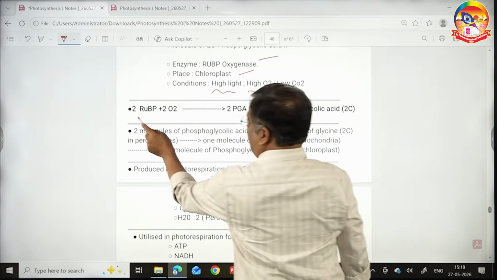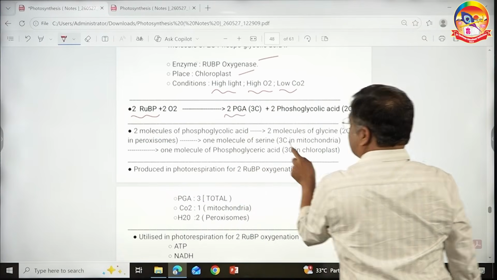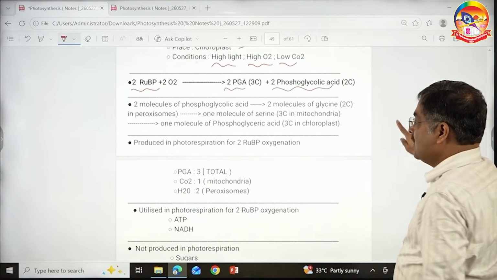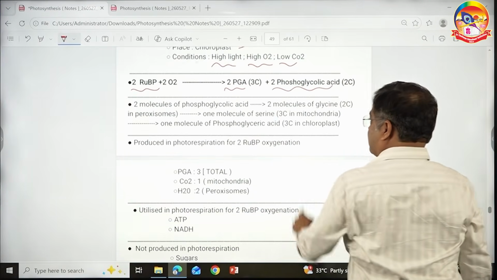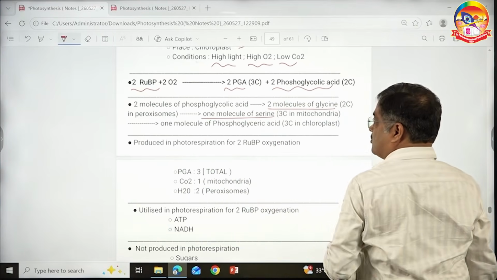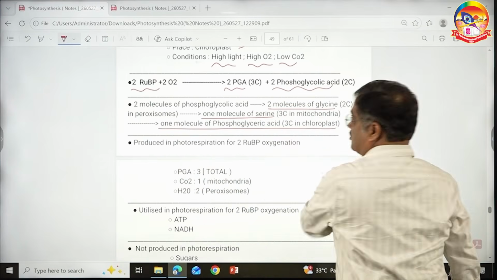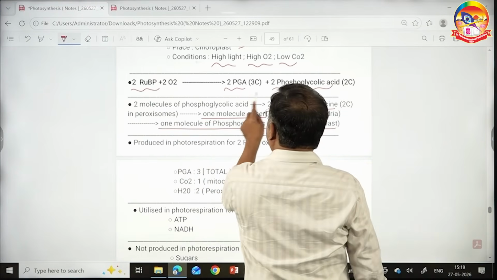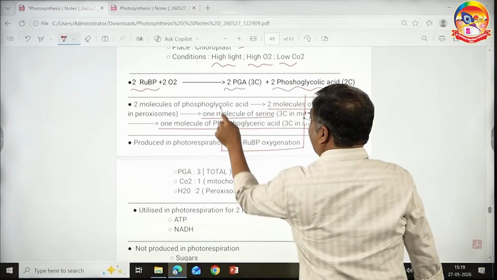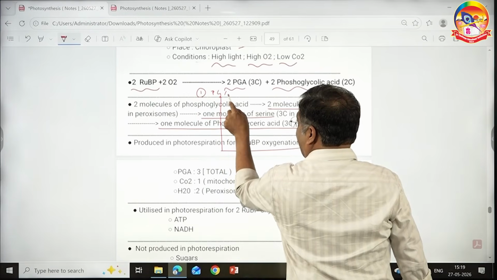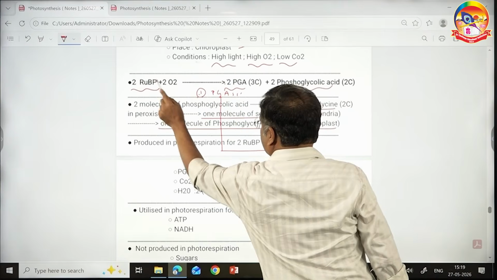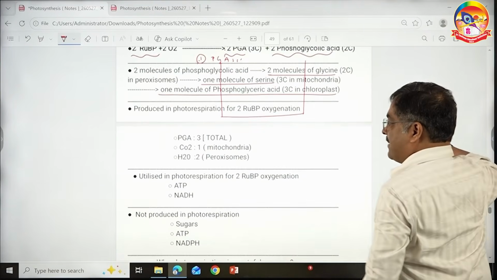Same thing I take, children, for 2 molecules. All right, then 2 molecules of PGA and 2 molecules of phosphoglycolate or phosphoglycolic acid. What will happen to these 2 molecules of phosphoglycolic acid? It forms 2 molecules of glycine in peroxisome, 1 molecule of serine in mitochondria, ultimately 1 molecule of phosphoglyceric acid. So these 2 molecules of phosphoglycolic acid will ultimately form 1 molecule of phosphoglyceric acid. Now count 2 PGA here, 1 PGA. So total 3 PGA molecules are there for 2 molecules of RUBP. So the number of PGA formed will be 3.